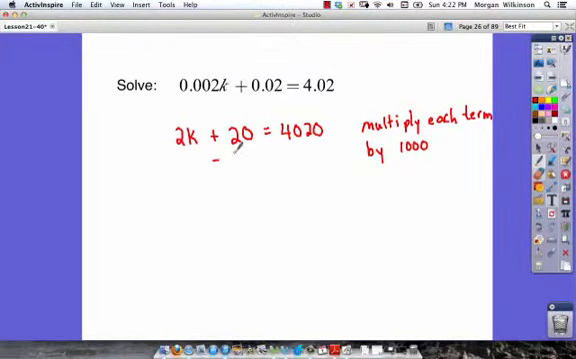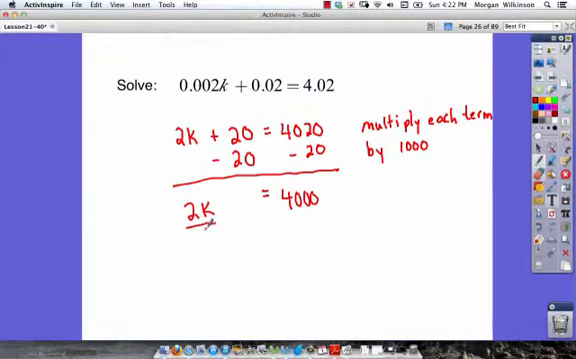So if we want to do that, we need to isolate the k. We're going to undo the addition of 20 by subtracting 20 on both sides. We're going to get 2k is equal to, well, 4,020 minus 20 must be 4,000. Now we're going to divide by 2 to undo the multiplication of 2 times k, because we just want k. We're going to divide by 2. Half of 4,000 is 2,000, so k is equal to 2,000.